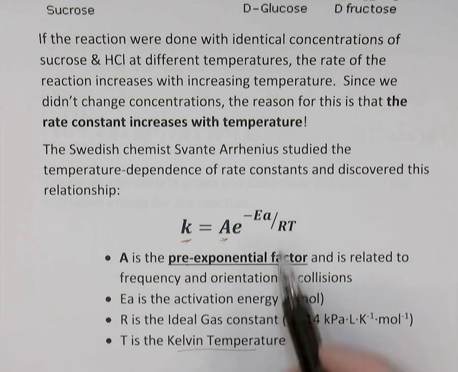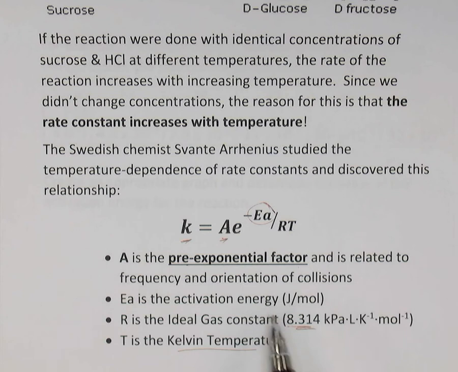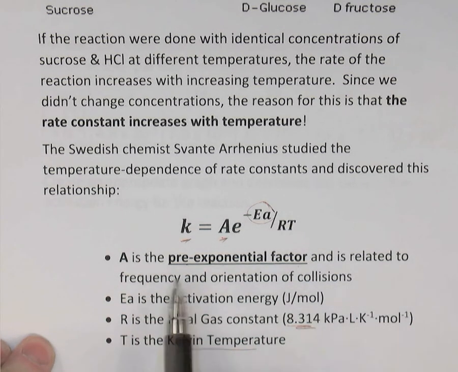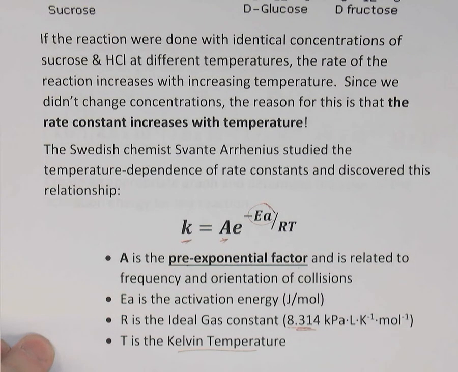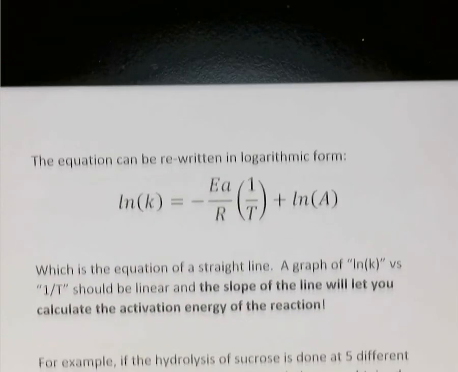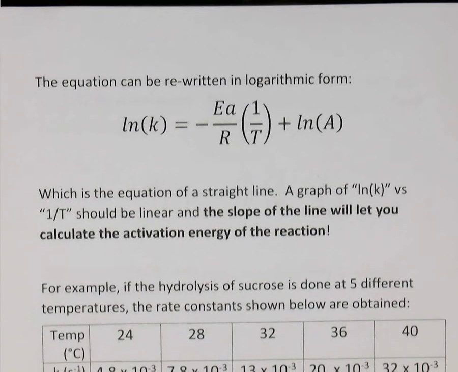Now, one thing to remember in this equation is that the activation energy is also going to be in SI units, so it's going to be joules per mole, not the more familiar kilojoules per mole. Now, that is technically the exponential form of the Arrhenius equation, and it's not one that we use very often. What we use much more often is a logarithmic form of that equation.